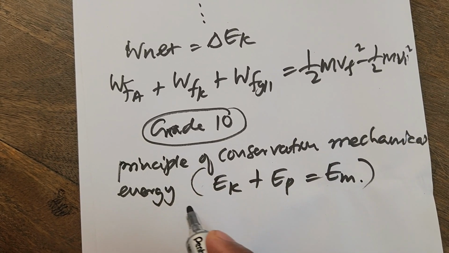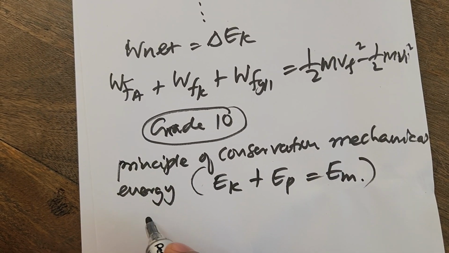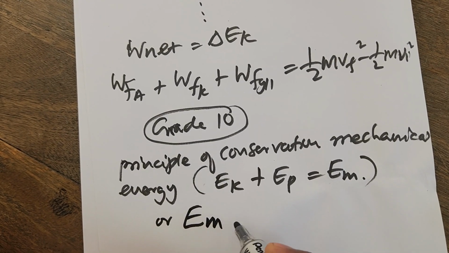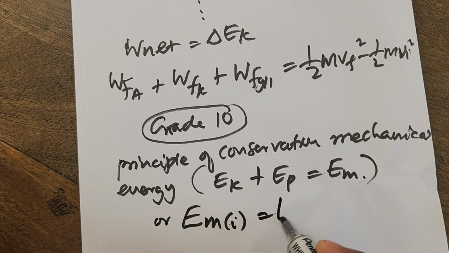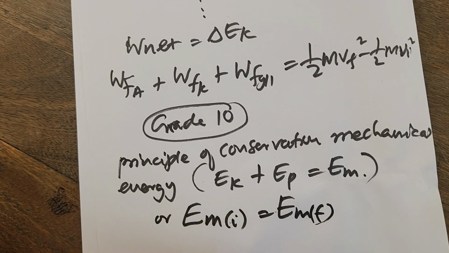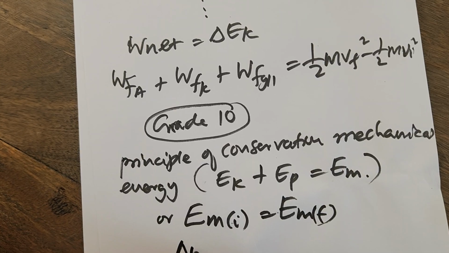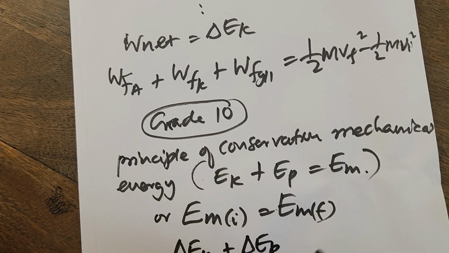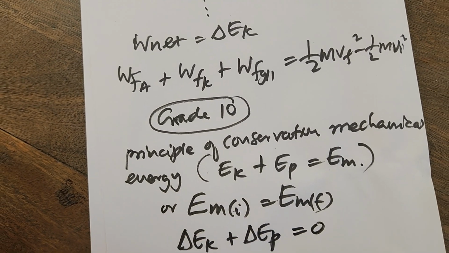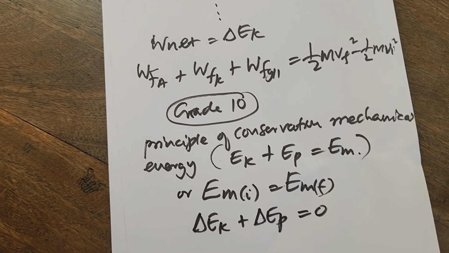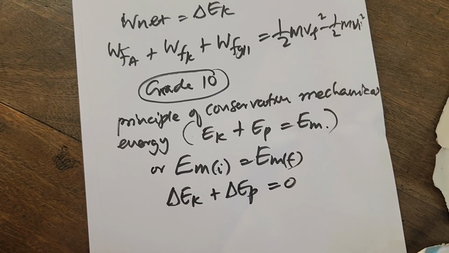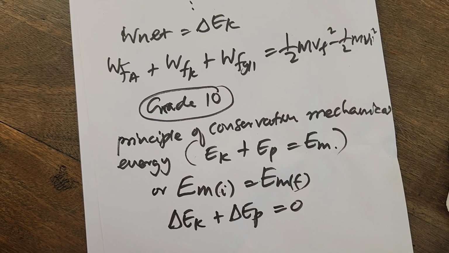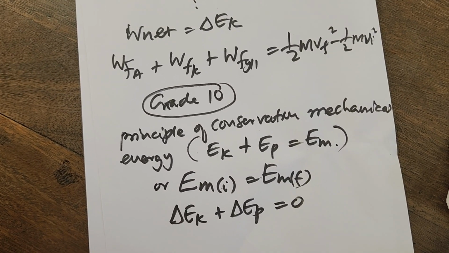Some people use the grade 12 version, where instead of saying EM initial equals EM final, they use delta EK plus delta EP equals 0. So whether you use this one or this one, both of them will give you the same answer, because the second one is coming to the conservative and non-conservative forces.